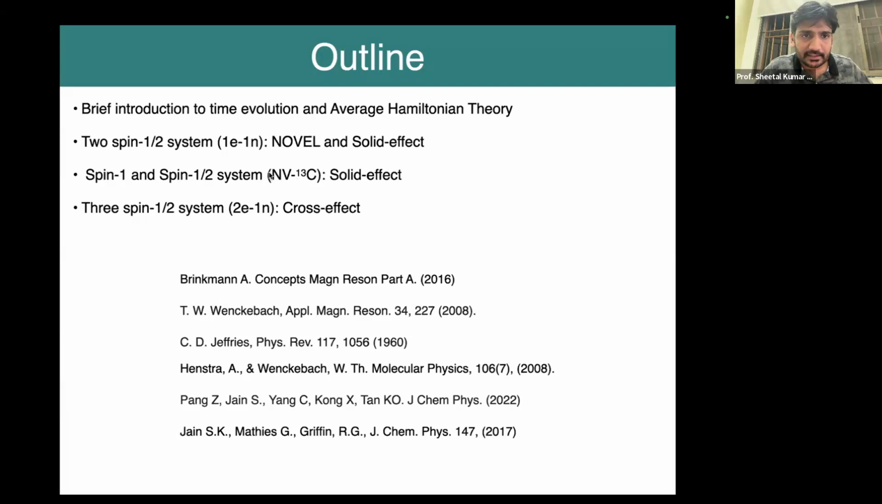And then this, which we are working on, which is transferring the polarization from NV center, which is spin 1, into a coupled carbon. And then finally, we'll see if we can use average Hamiltonian theory even to understand cross effect.